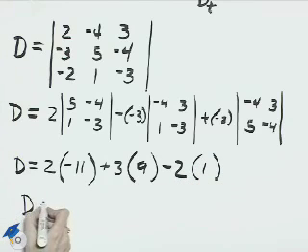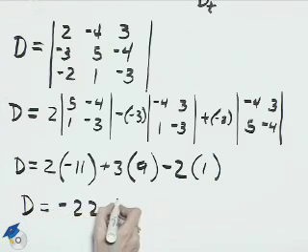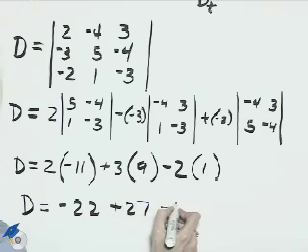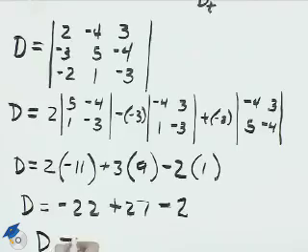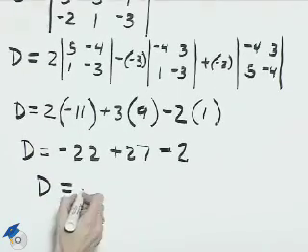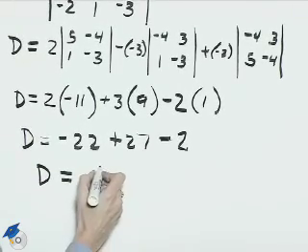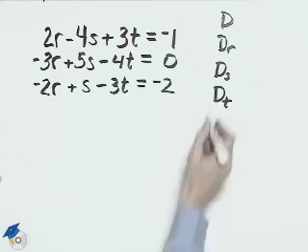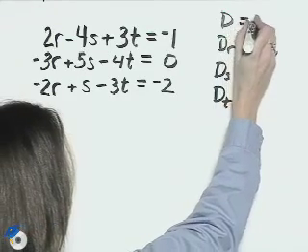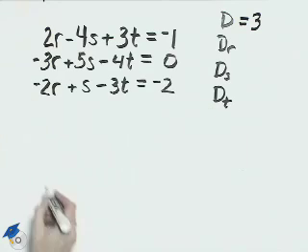So D is equal to -22 plus 27 minus 2. -22 plus 27 is positive 5. 5 minus 2 is 3. We just found that D was equal to 3. Now it's time to find D sub R.